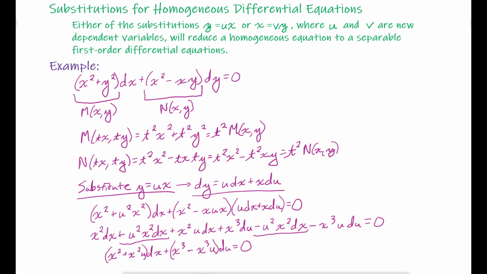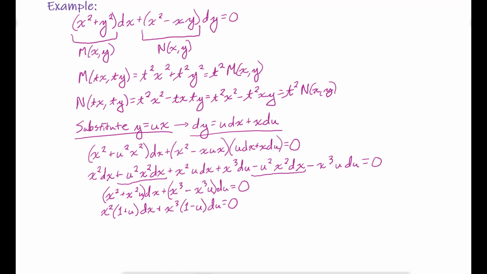And then finally, in my first term with the dx's, I have an x squared term that can be factored out, and with the du's, I have an x cubed term that can be factored out. So I'll do that factoring. In doing so, I end up with x squared times the quantity 1 plus u dx plus x cubed times the quantity 1 minus u du equals 0.